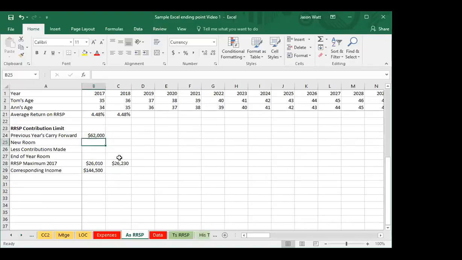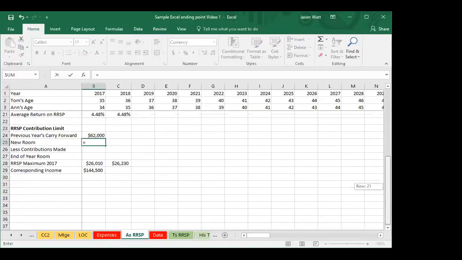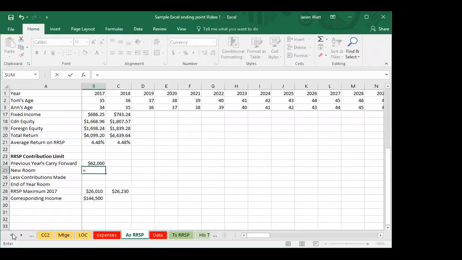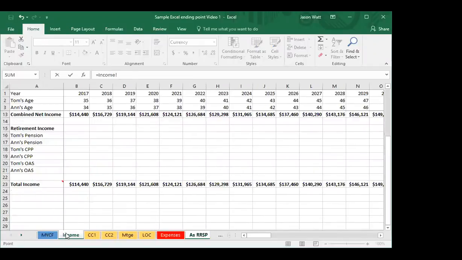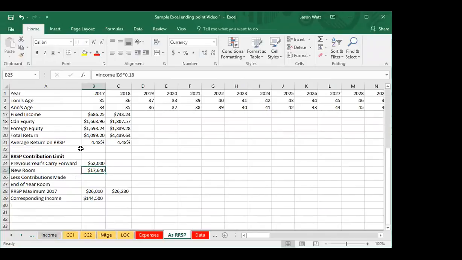So our new room then is going to be based on Ann's income. Where we put that, we're going to pop back and go grab her income. So we haven't done this in a while. Pull from Ann's income, and with your RRSP room, it is roughly based on gross income. There's some variability to that, but for our purposes here, that'll be sufficient. And of course, times 18%. So that gives Ann's new room.